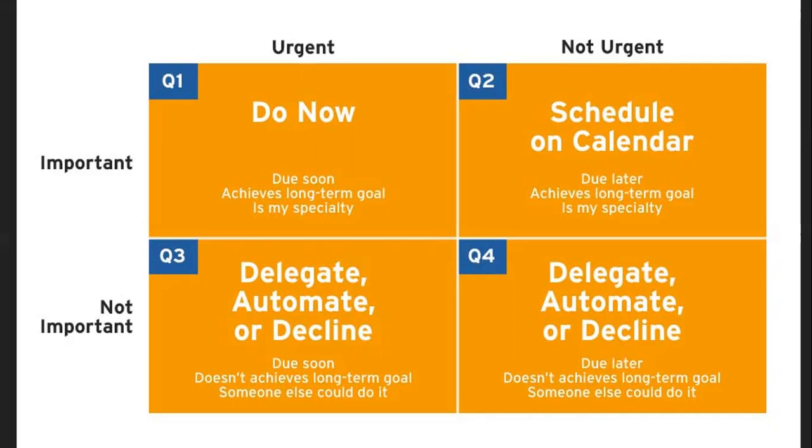Finally, the last, not urgent and not important. The main point is declining, but you also may delegate or automate them. But declining may seem the best option, because the due date of these tasks is later, they don't help you to achieve your long-term goals, and someone else could do it for you or instead of you.